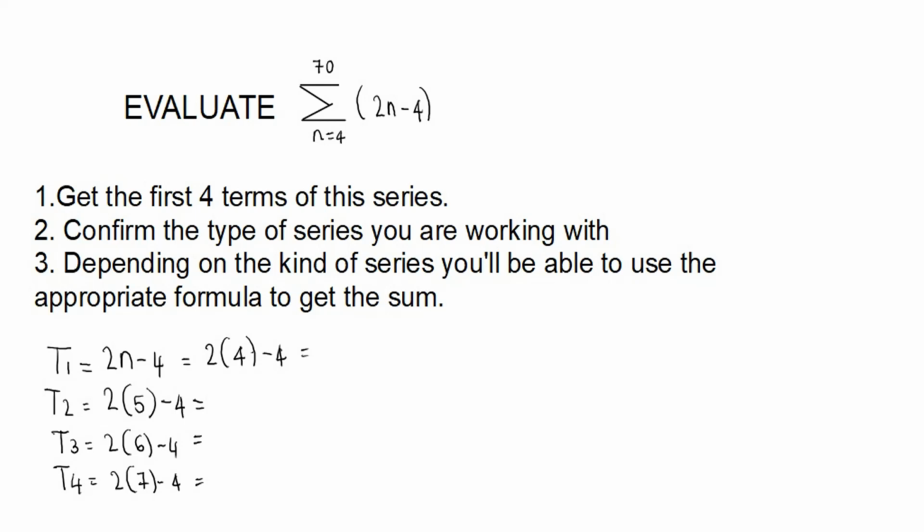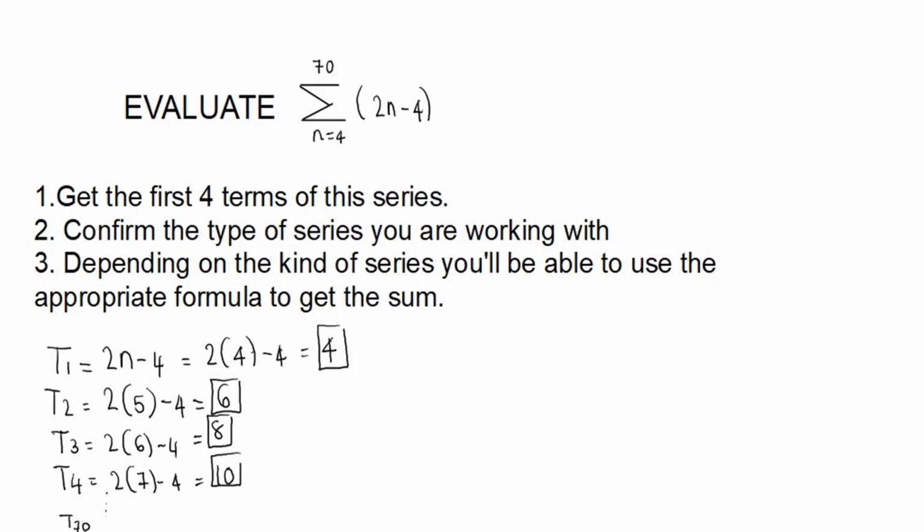Term 1 is 4. Term 2 is 6. Term 3 is 8. And term 4 is 10, right? So these are the 4 terms of the sequence, of the series. So guys, once we found the first 4 terms of the series, we need to check to see what kind of series we are working with.